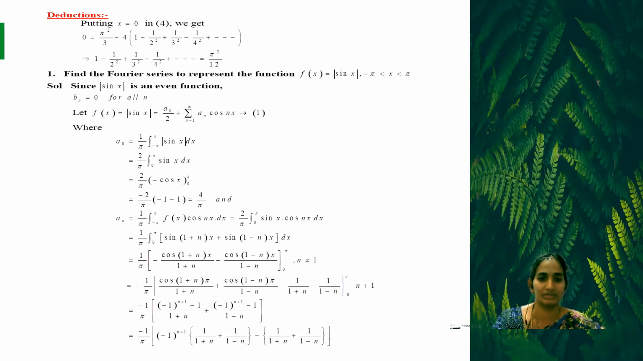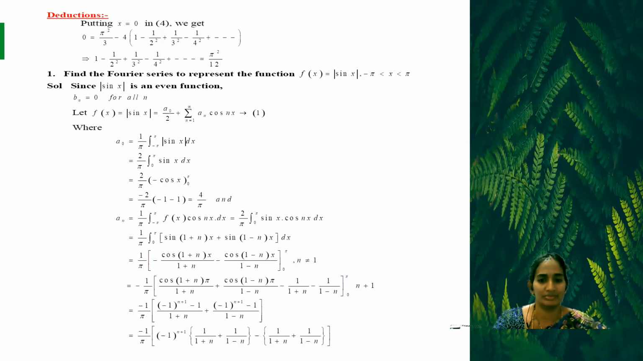Both the terms follow the same formula: cos nx by n. For the first term, cos (1 plus n) x by 1 plus n. For the next term, cos (1 minus n) x by 1 minus n. The limit is 0 to pi, where n equals 1, 2, 3 and so on.